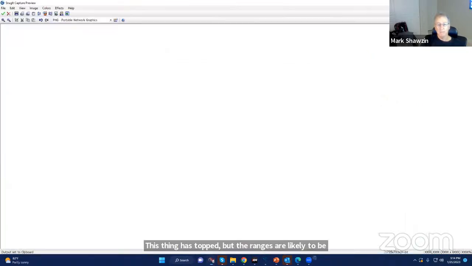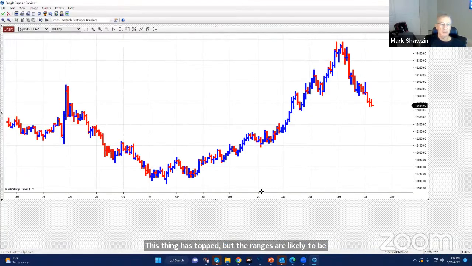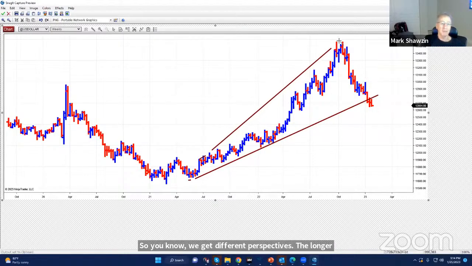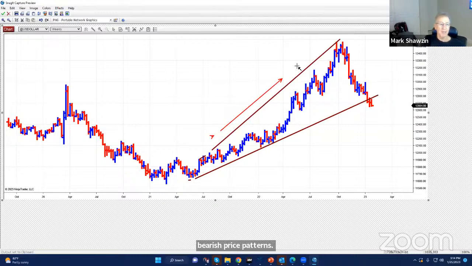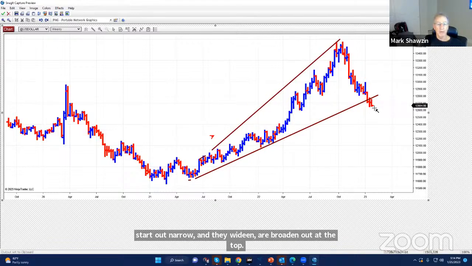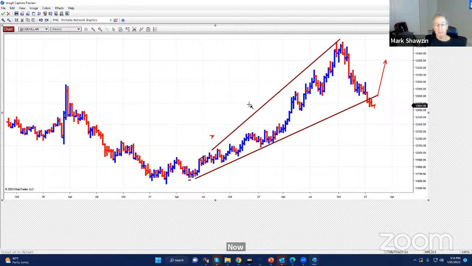So that was the monthly chart, and this is the weekly chart. So we get different perspectives. The longer you look at, the more history you have, the more you can understand something. So I'm looking at this through the prism of two very bearish price patterns. One is called this ascending broadening price pattern, where prices go higher throughout the pattern. They start out narrow and they widen or broaden out at the top. Now, gold did this and then broke out of this thing and then went back up.